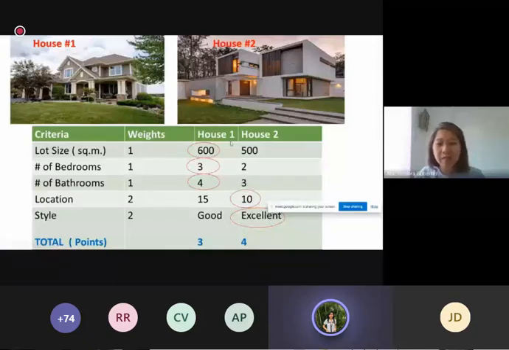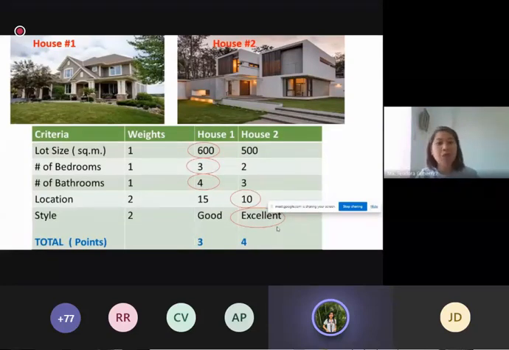So now we will aggregate the score of my options. House 1, the score times the weights, 1 times 1 plus 1 times 1 plus 1 times 1 is 3 points. Here, 1 times 2 plus 1 times 2 is 4 points. So now we see that there is a change in the decision. House 2 now becomes the best option for me. So integrating the priorities of your criteria will actually also change your decisions. So that's the rational way of making a decision.